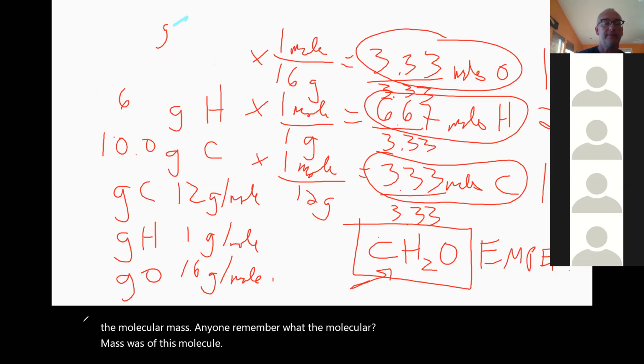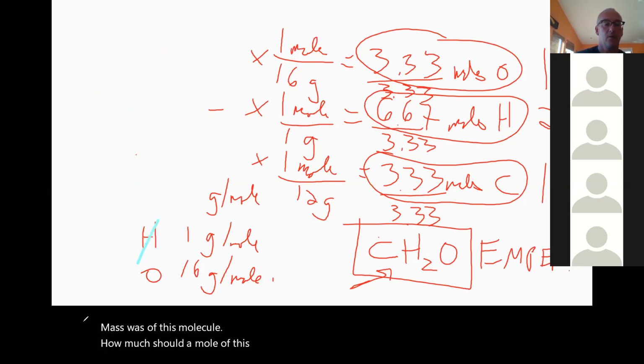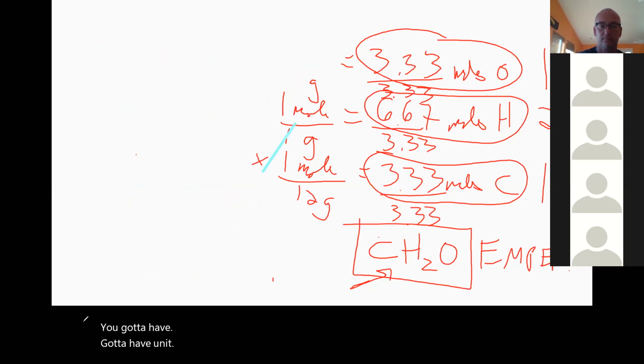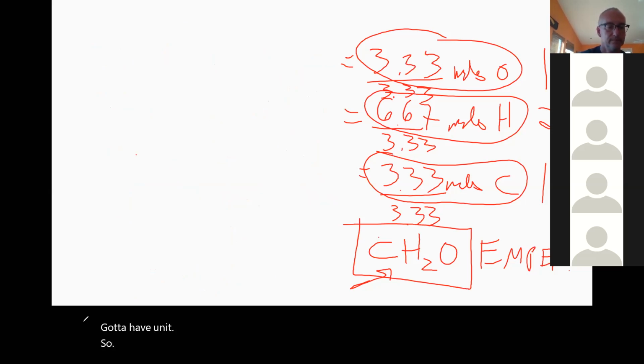How much did a mole of this stuff weigh? 180. 180 what? Grams. There you go. You gotta have a unit. Okay, so that is our mass. So 180 grams in 1 mole.